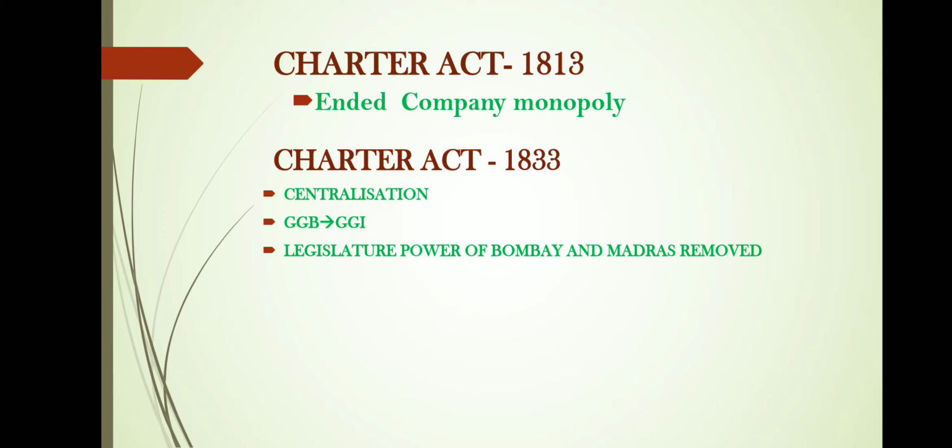It deprived the governors of Bombay and Madras of their legislative powers. The Governor General of India was given exclusive legislative power for the entire British India. Next point, the East India Company ended as a commercial body and became a purely administrative body.